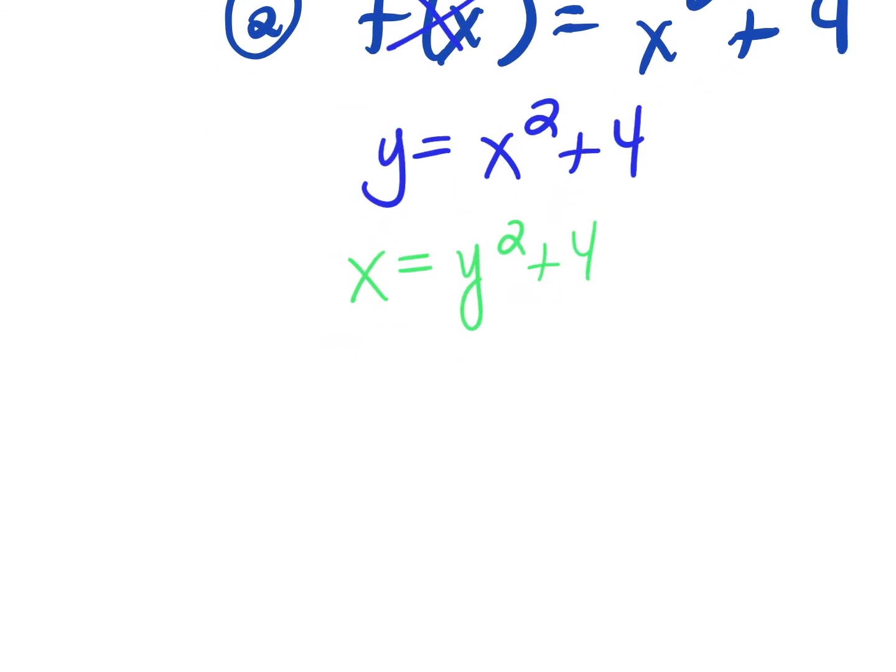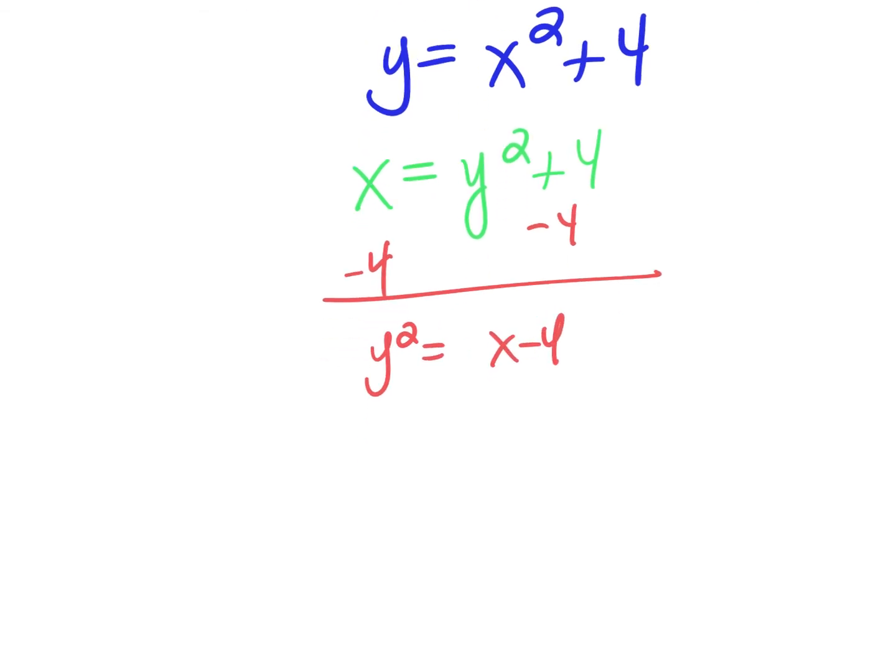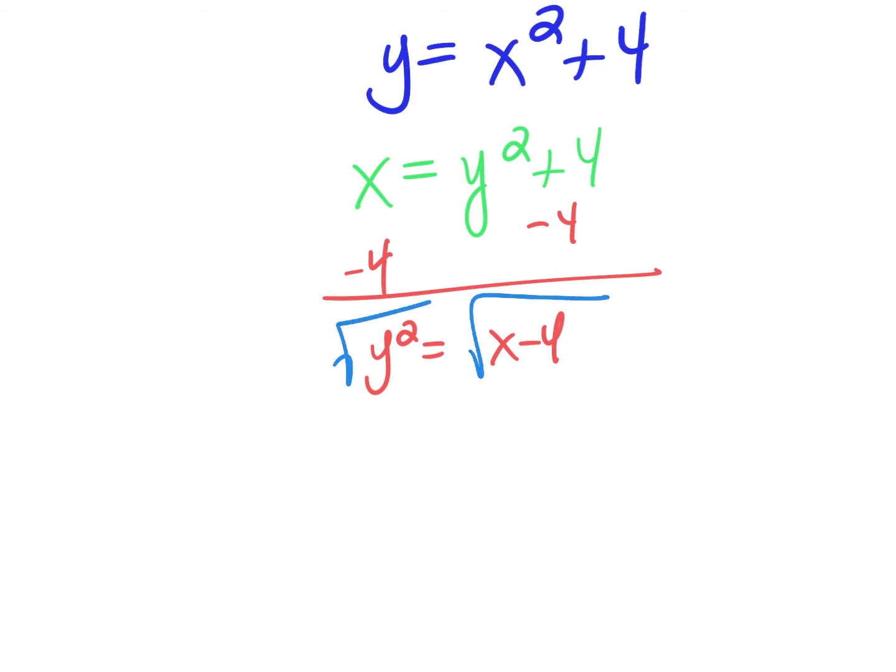And now I'm going to solve. I want to get y all by itself. So what do I do? Subtract 4 from both sides. Y squared equals x minus 4. Now what? Take the square root. When I take the square root, what goes in front? Plus or minus. So I have y equals plus or minus the square root of x minus 4.